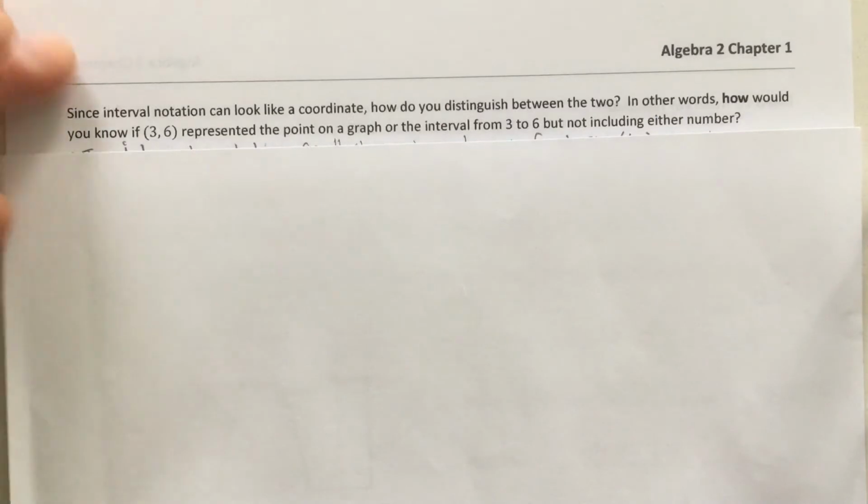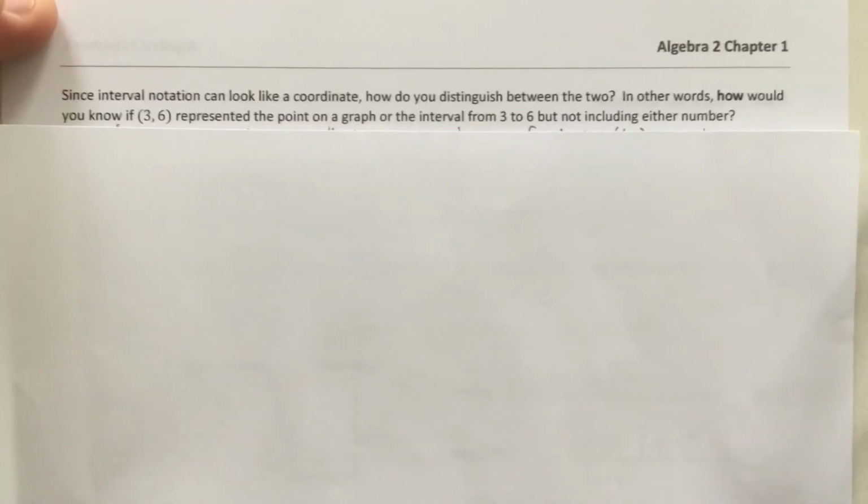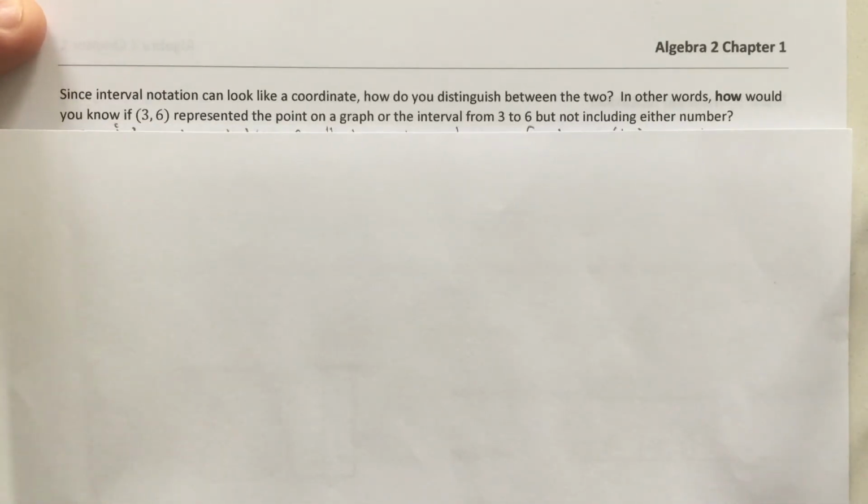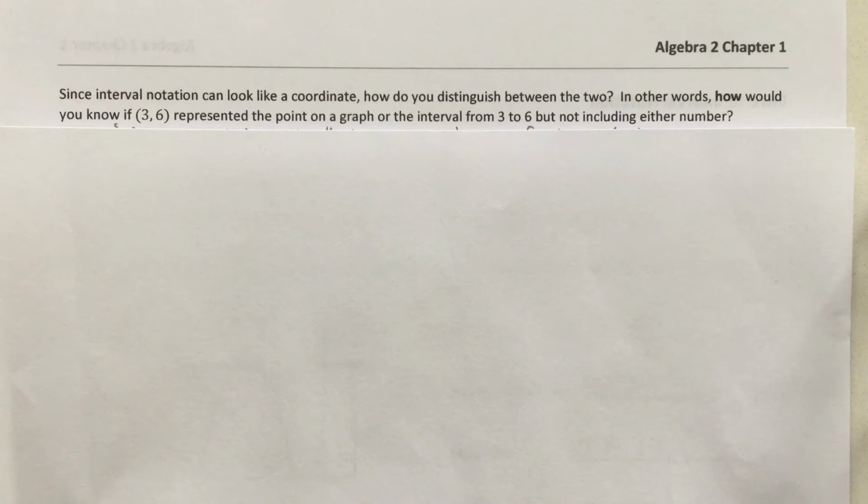All right, so next thing we want to look at, since interval notation can look like coordinates, because it's using parentheses sometimes, how can you distinguish between the two? So in other words, how would you know if (3, 6) represents a point on the graph or the interval from 3 to 6, not including either number?